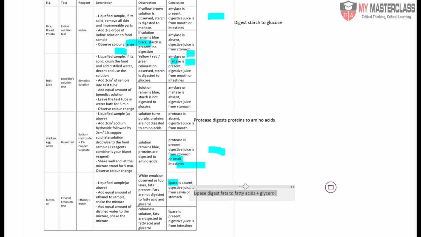Once it has digested, there are no more fats, and because there are no more fats, my ethanol emulsion test will not be positive. So the second part of this: it remains colorless, which means the fats are digested if I have got lipase present. If the lipase is absent, no digestion takes place, so therefore you have got a white layer of emulsion.